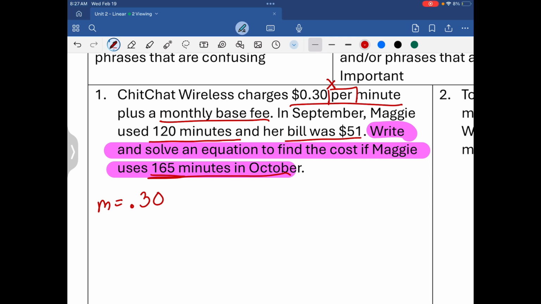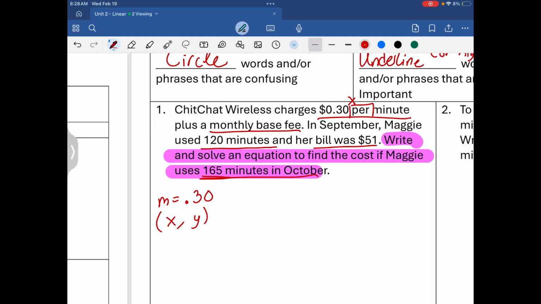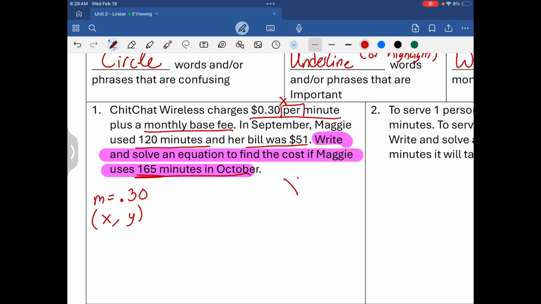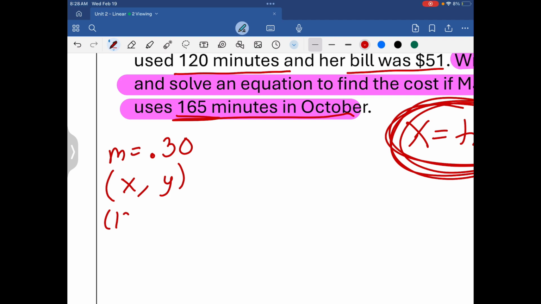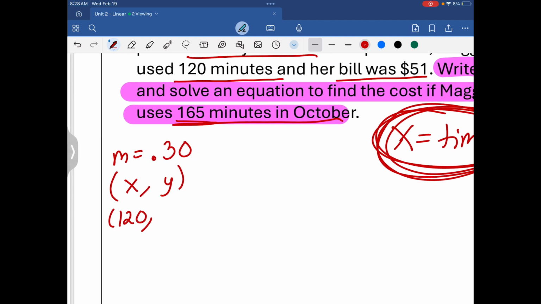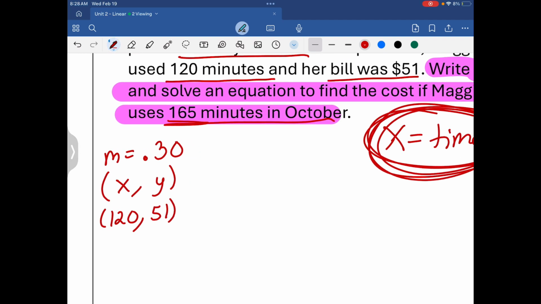Okay, now we have a sample point. So our sample point is going to be (x, y). Your x, this is a big note you need to put on your paper down here. Your x is always time. Your x is always time. So our x, we see she spent 120 minutes and her phone bill was $51.